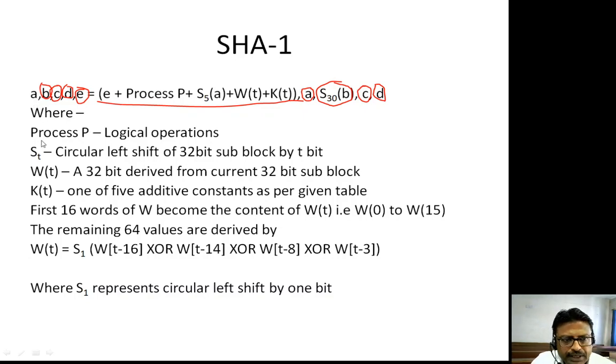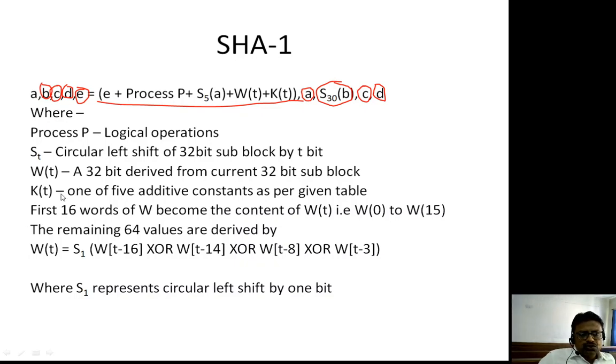Now it has been explained that process P is the logical operation that happens between B, C, D. ST is the circular left shift of the 32-bit subblock by T bits. WT is the 32-bit word derived from the current 32-bit subblock. The 512-bit block is broken, transformed into subblocks of 32 bits, so WT is representing that 32-bit subblock: first, second, third, and fourth subblock. Then KT is the constant value which we have discussed.